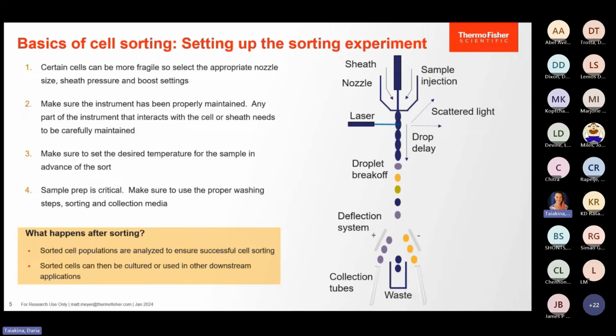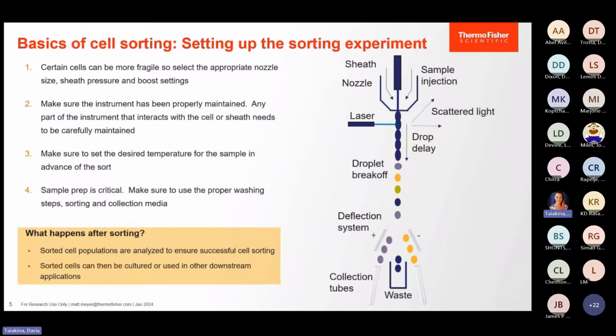So as far as the basics go, certain cells can be more fragile. And so we basically have a diagram on the right here where the cells are injected into the stream, in which the sheath comes around and hydrodynamically focuses our sample. We vibrate the nozzle and generate drops. Then we pass a laser through the stream, and then we measure the scattered and fluorescent light. And then we have our break off, which is a little bit lower. And then we electrostatically deflect these using high voltage plates. And then we can collect these into tubes.